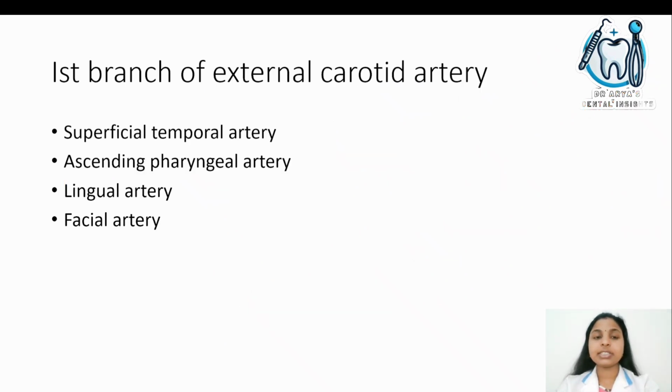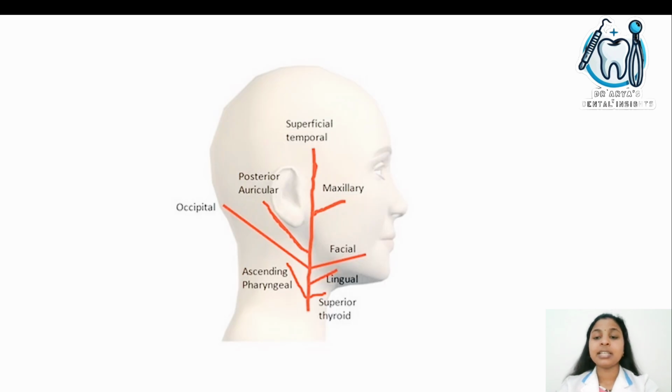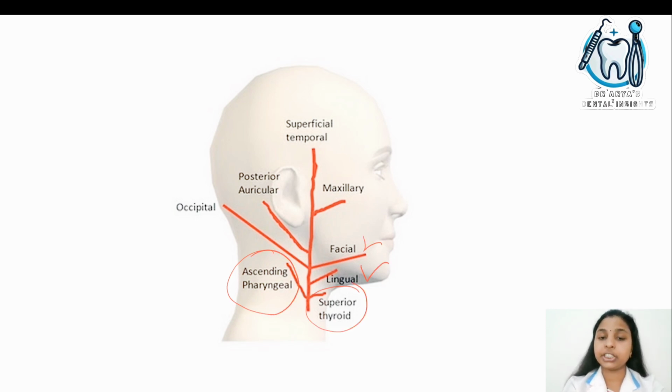So coming to the next question, which is the first branch of the external carotid artery? The options are superficial temporal artery, ascending pharyngeal artery, lingual artery, and facial artery. So coming to the discussion part. Which are the branches of the external carotid artery? Ascending pharyngeal artery, superior thyroid, lingual, facial, posterior auricular and occipital, then superficial temporal and maxillary.